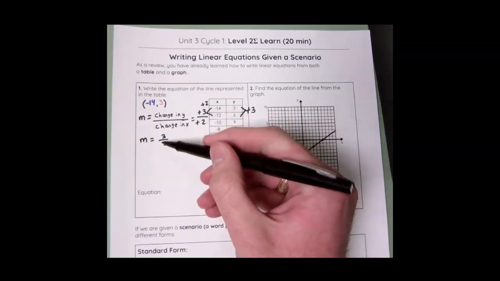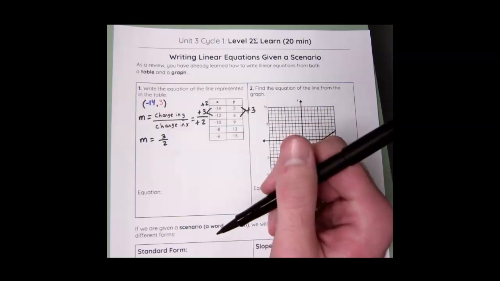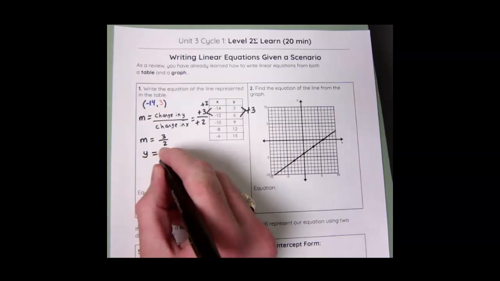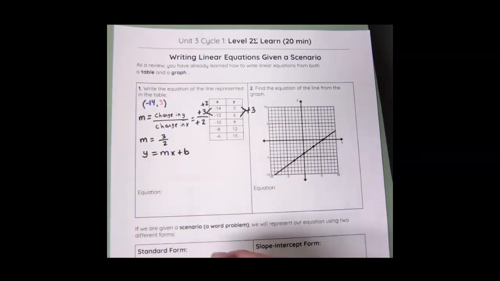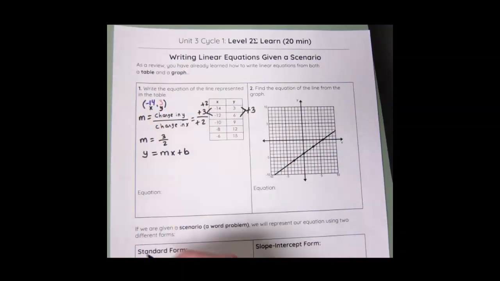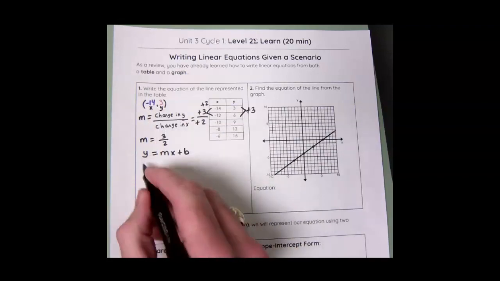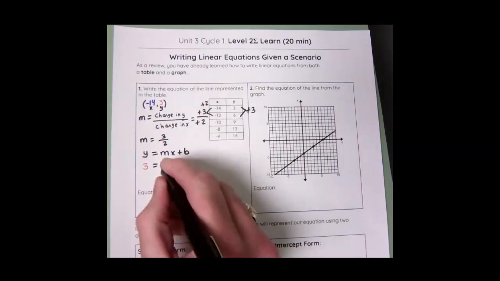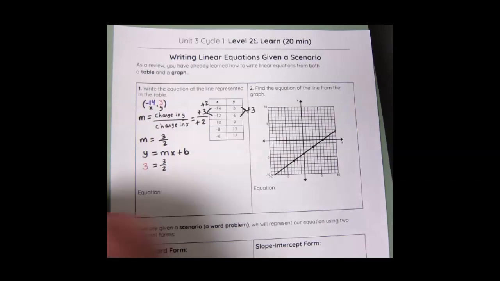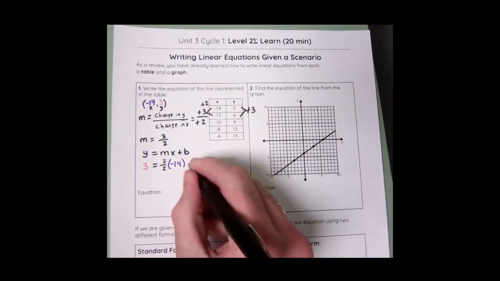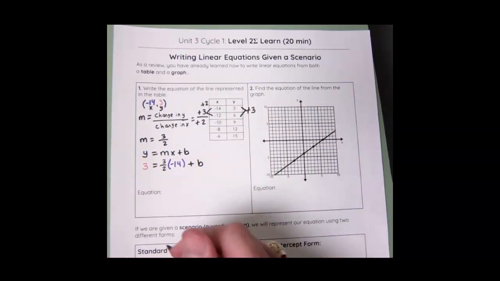And once I have my slope and I have my point, there's two ways we can do it. We could plug it into the point-slope form, or we could plug it into the slope-intercept form. Here, I'm going to plug it into the slope-intercept form. So y equals mx plus b, right? I need to plug in my m, I need to plug in my x and y. Okay, so my y is 3, so I'm going to plug in 3 right here, equals, my slope is 3 halves, negative 14 is my x, plus b. So now I need to solve for b.